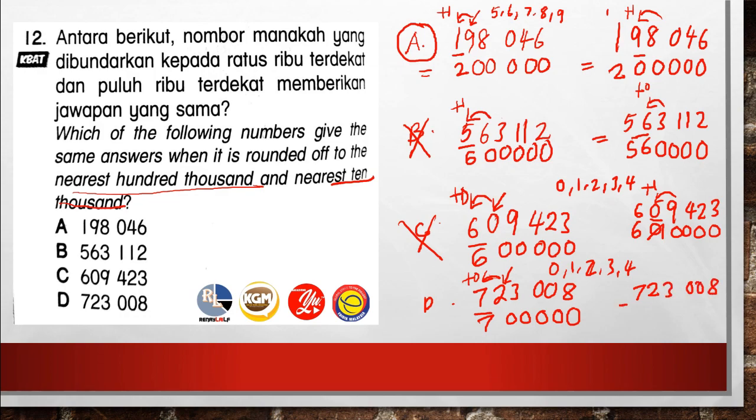723,008 to be rounded off to the nearest 10,000. The last 4 digits are going to be 0. And because this is 3, we are going to add 0 to 2. So this is 72. So none of it is the same except A. So the answer is A.